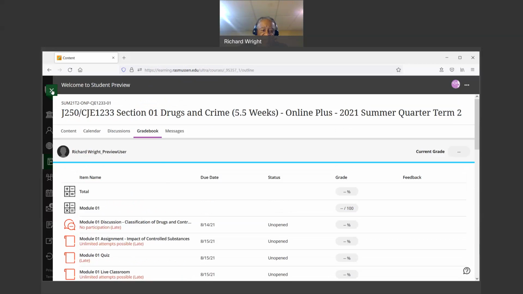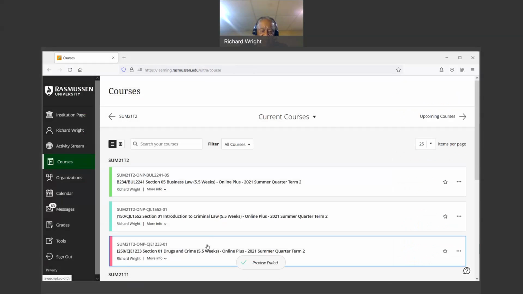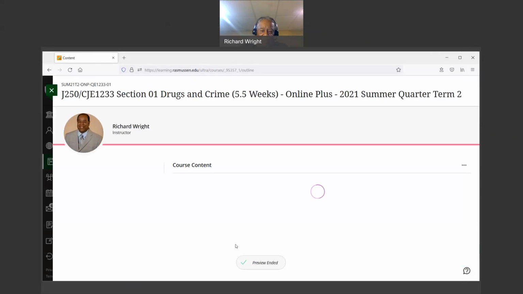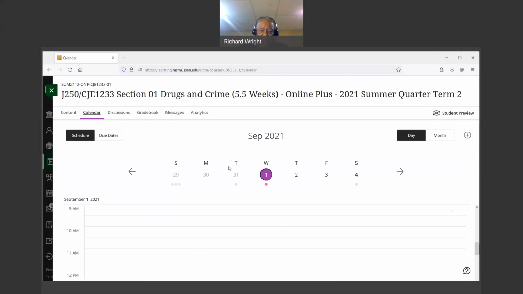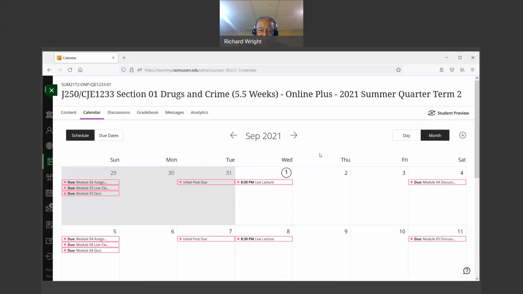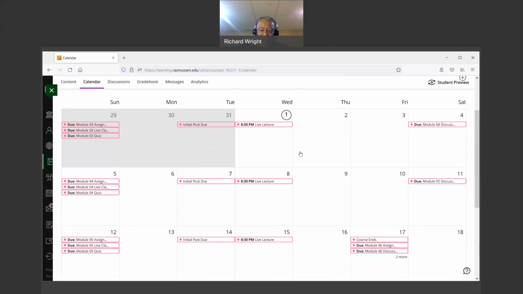So let's get out of the student preview and let's go back into it. So let's look at the course calendar. And I like to look at the month view. And if you look at the month view, you will see that it provides everything. This is where we are, the 1st of September. And you see we have 17 more days before this course is over. So it shows your initial post due yesterday.